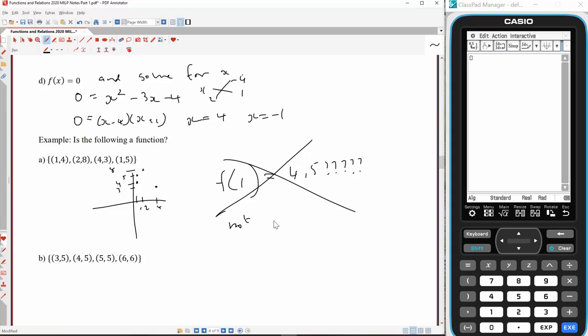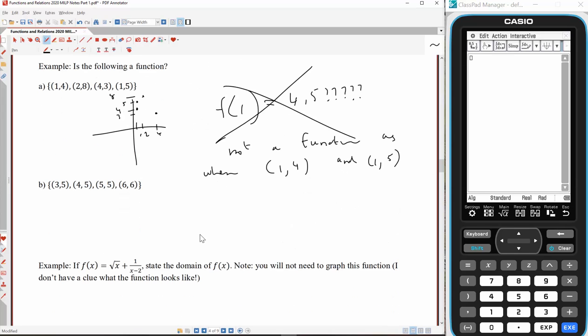So not a function, as when x is 1, y is 4, and when x is 1, y is 5. Now this is allowed. It's a relation. This is allowed to happen, but we just can't call it a function.